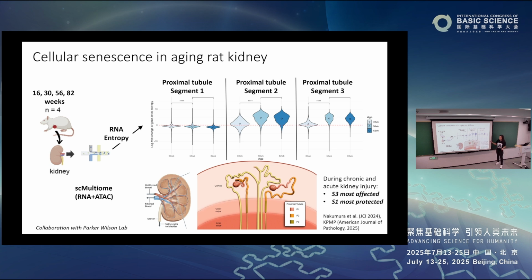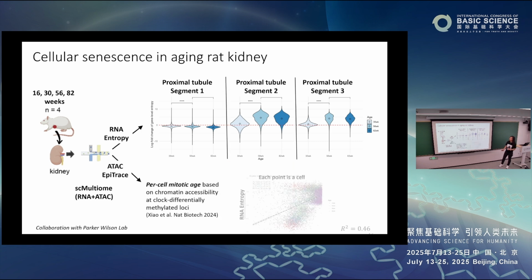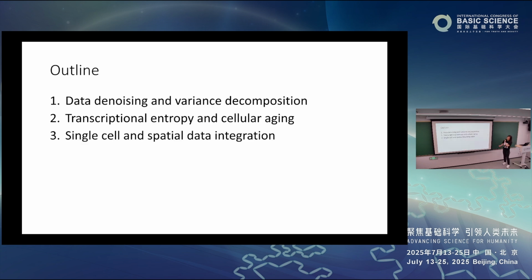Because during chronic and acute kidney injury, segment 3 is the most affected, while segment 1 is usually the most protected. So oftentimes in kidney injury, it is the segment 3 cells that become damaged. So what we have been able to do was to use this computational measure to extract out from the tissue the cell types that are affected by disease, right? So that's a validation of this measure. Okay, I'm going to skip over this, but here's a summary of what we were able to find.